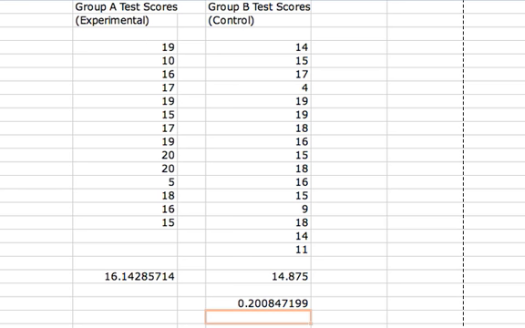Now in the social sciences, 20% is not a high enough score. So we can't make any claims that group A is performing at a higher level than group B because of the experimental treatment. Okay, let's try a different data set.